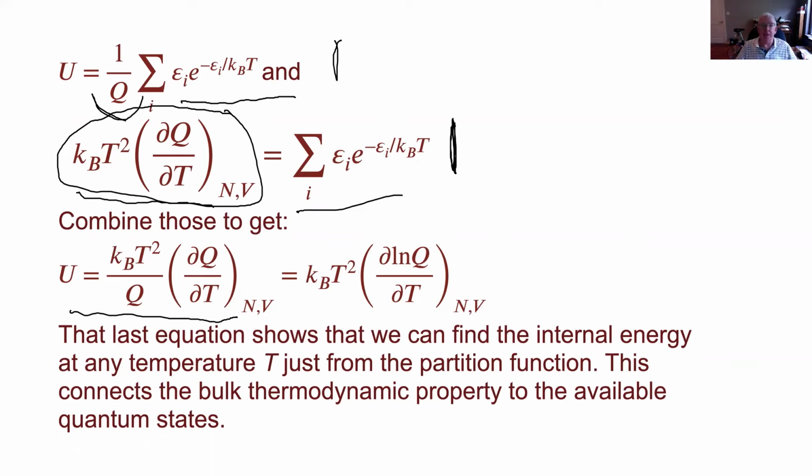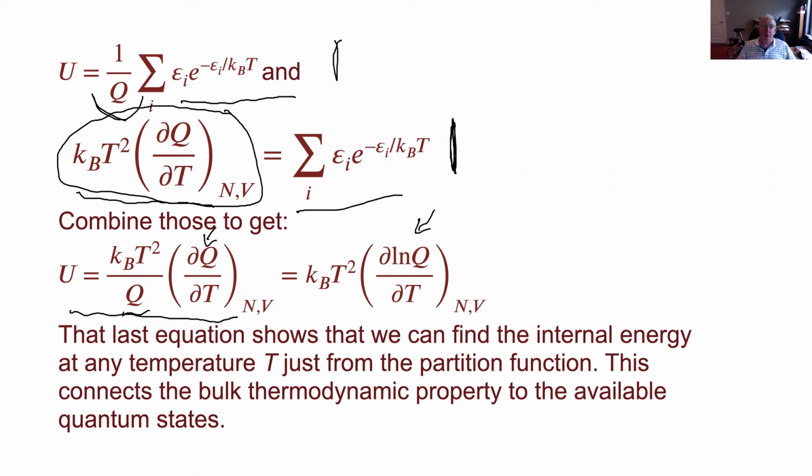And sometimes it's handy to be in that first form. Other times it's handy to realize that because I've got a dQ up here and a Q down there, I can write that as the derivative of log of Q with respect to T. Some cases one of those forms is more handy to work with, some cases the other is. But what that last equation shows us in either form is that we can find the internal energy as a function of temperature just by knowing the partition function and how that changes with temperature.